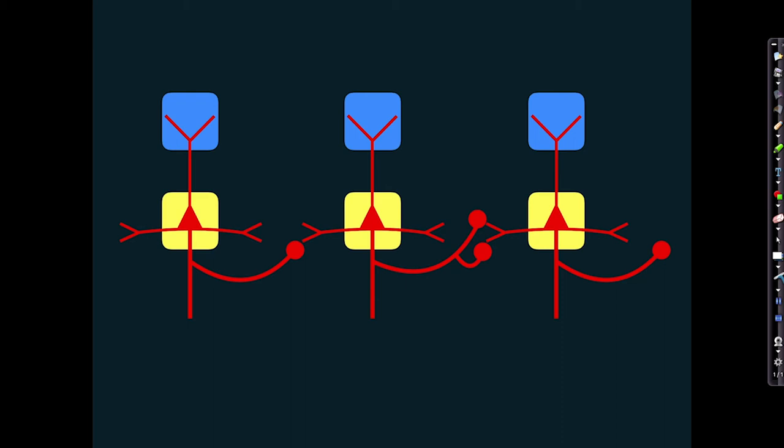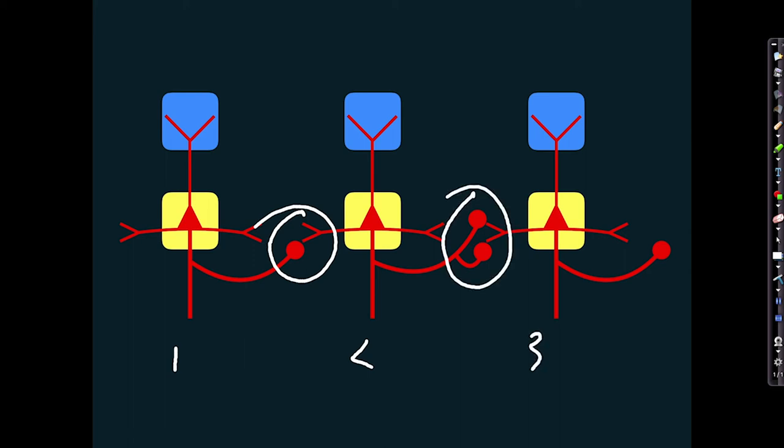So in this connection on the left between columns one and two, we have a single synapse connecting, whereas between two and three, we have two synapses. Now, why is that going to be a stronger connection? It might seem intuitively obvious that this is a stronger connection because you've got two synapses now, but you need to think a little bit about what these connections are doing. So let's actually do that, right?